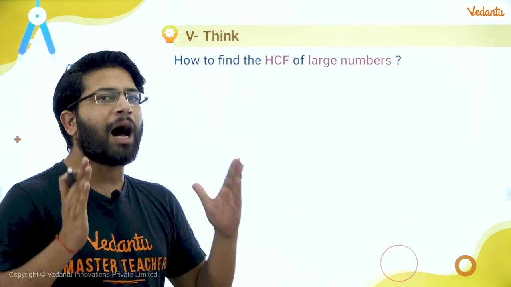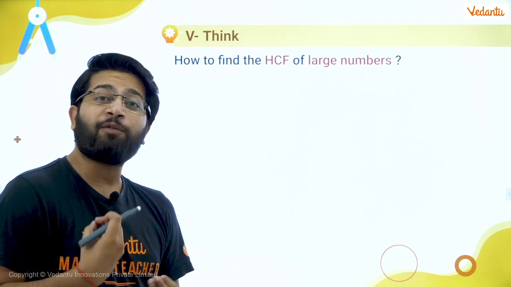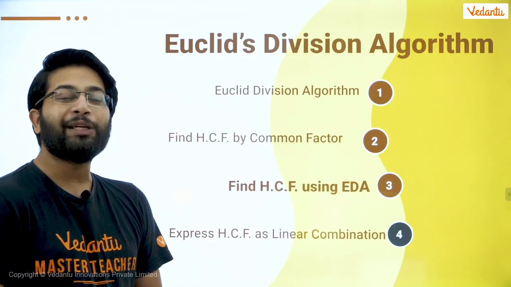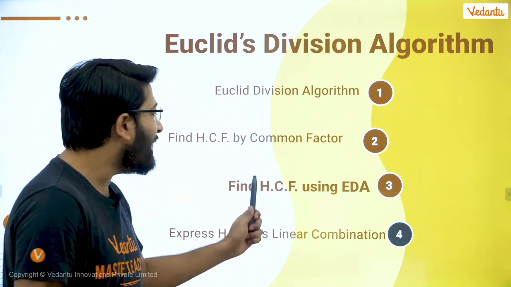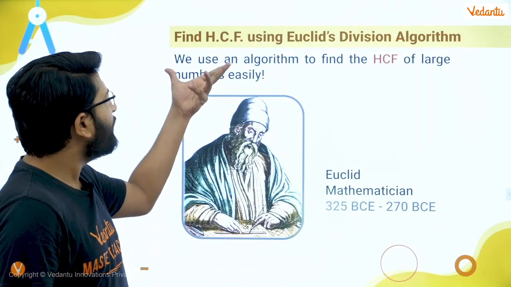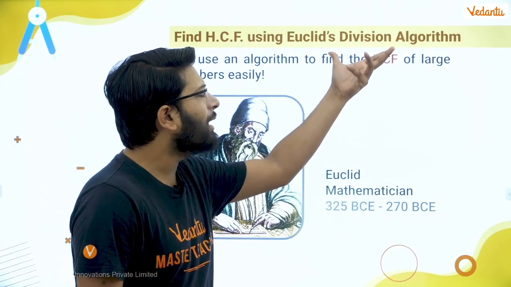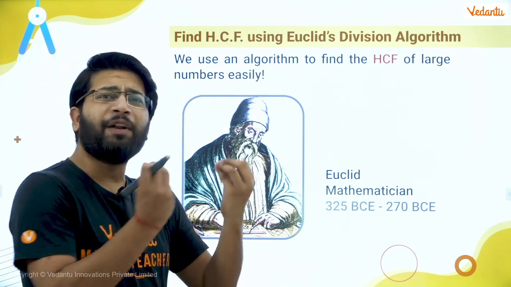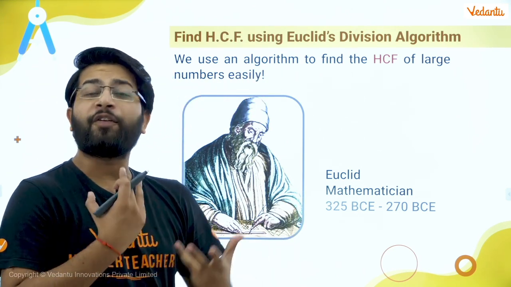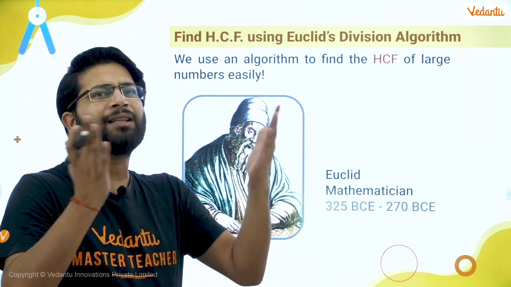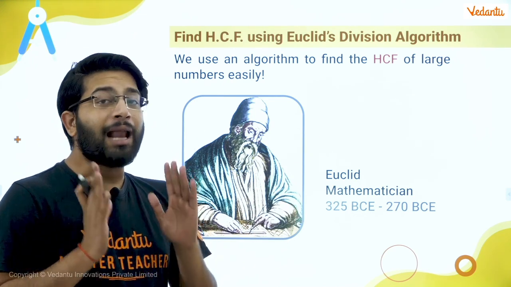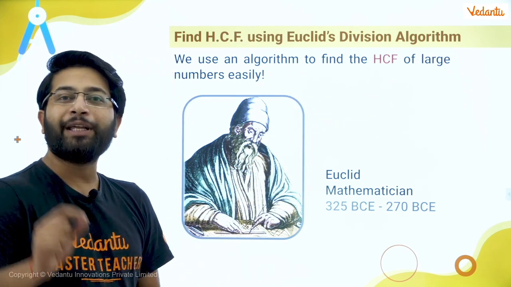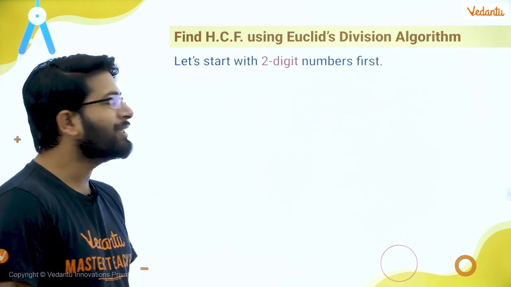So now guys, let's move forward and now let's see if I have to find the HCF of two large numbers. In that case we use the Euclid division algorithm. So champ, we use the algorithm to find the HCF of large numbers because we cannot simply factorize. We cannot find the factors and then check the highest factor. No. In the large number, it won't work. So that's why for the large number, we use the Euclid division algorithm.